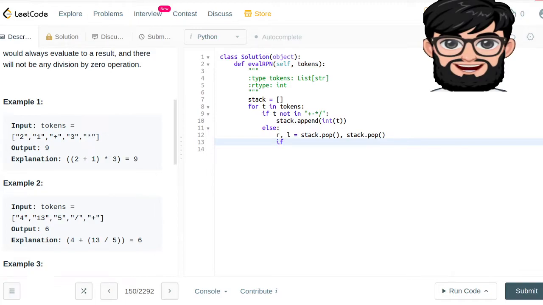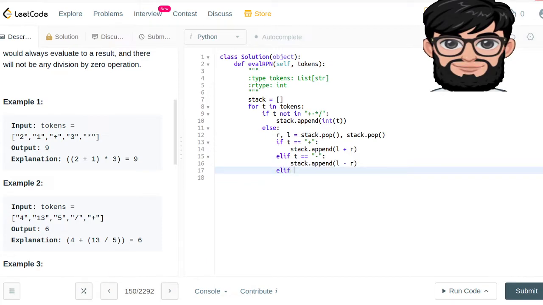Then we're going to be going through all these four operands and applying the operation on the two numbers which we took out of the stack. So if t is equal to a positive sign, we're going to say stack.append, both of them are going to get added, and we're going to push it back to the stack. Similarly, else if t is equal to a negative sign, we're going to do a very similar thing. It's going to be L minus R.